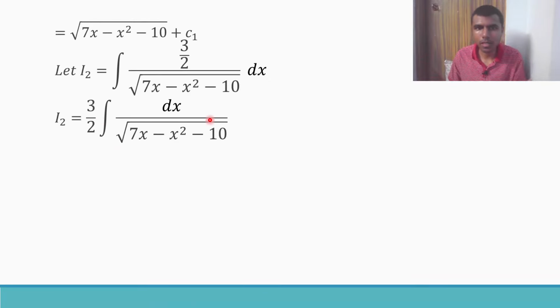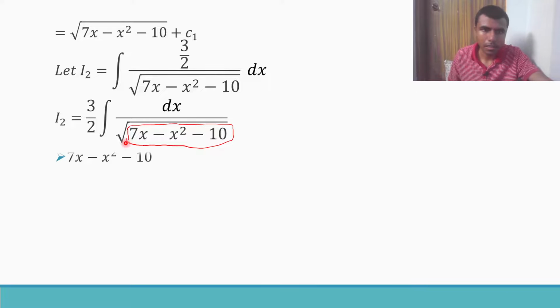Now let's not integrate this directly. Before integrating this, we need to convert this 7x minus x square minus 10 to something like perfect squares. Now how to do that?